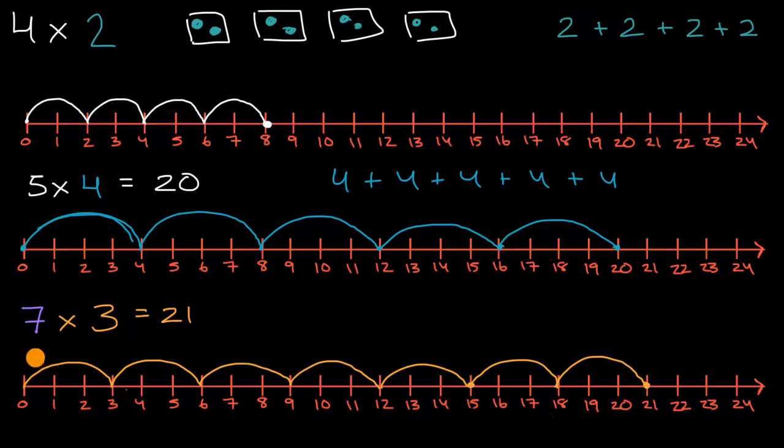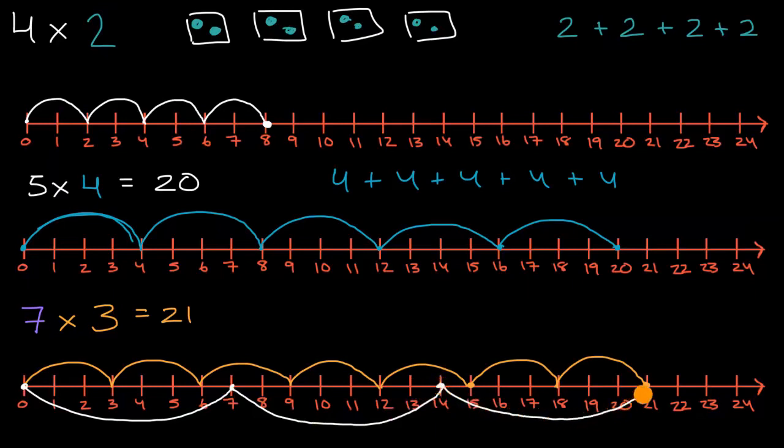Now, just out of interest, what if we went the other way around? What if we were to take 3 hops of 7? What would that be? Well, we would start here. And so we would take our first hop of 7 right over there. We get to 7. Then if we take another hop of 7, we get to 14. And then if we take another hop of 7, we get to 21.